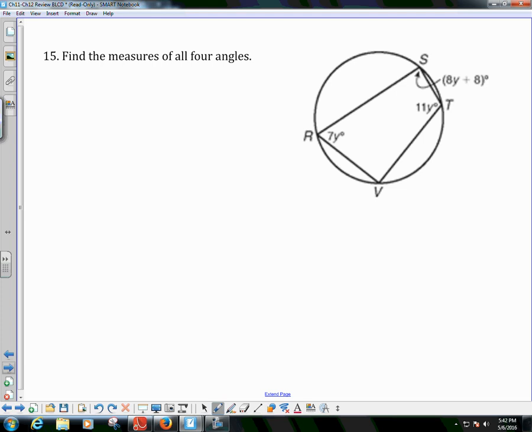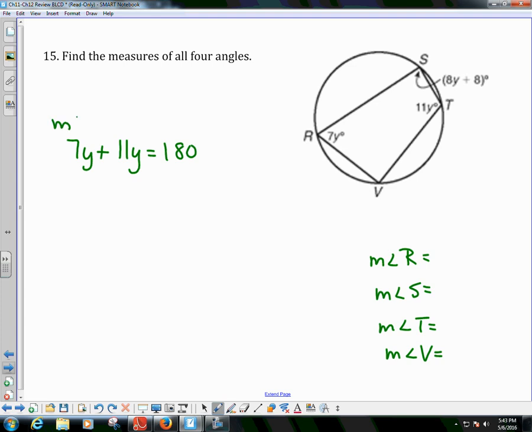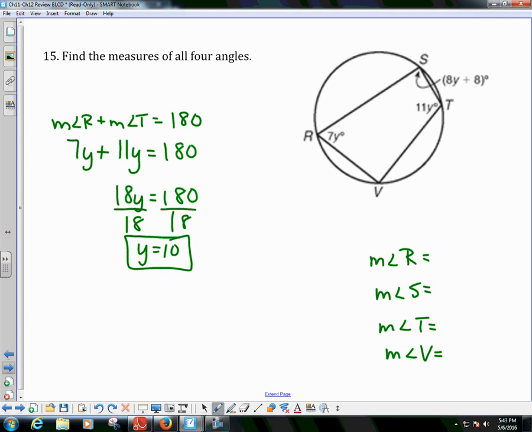And now we need to find the measure of all 4 angles. So I need the measure of angle R, angle S, angle T, and angle V. One of the things that we learned was if we inscribe a quadrilateral into a circle, the opposite angles are supplementary. So angle R and angle T are opposite of each other. So I would say 7y plus 11y equals 180. This is the measure of angle R plus the measure of angle T are supplementary. So 7y plus 11y is 18y. And if 18y equals 180, that means that y equals 10. Great, that's good news. So the measure of angle R is going to be 70 degrees.